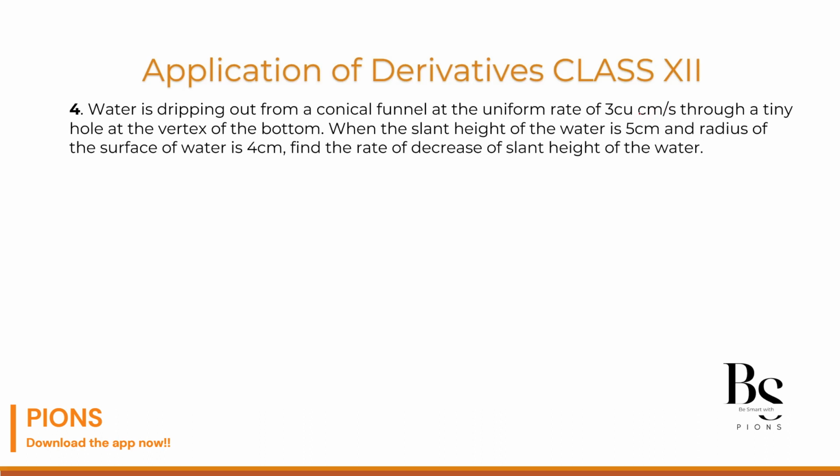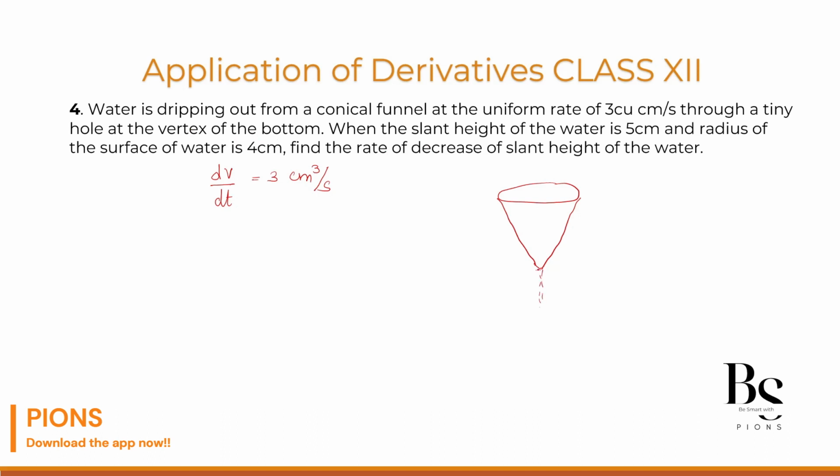And the unit of cubic centimeter per second, it's a unit of what? dv by dt. So be very careful. Units will help you a lot in these type of questions. So dv by dt is 3 centimeter cube per second, or cubic centimeter per second. That is our volume. So water is coming out of a conical funnel. Okay, let me just make a cone here. And the water is coming out of this funnel. At this dv by dt is given. So basically the volume is changing with respect to time, through a tiny hole at the vertex of the bottom.